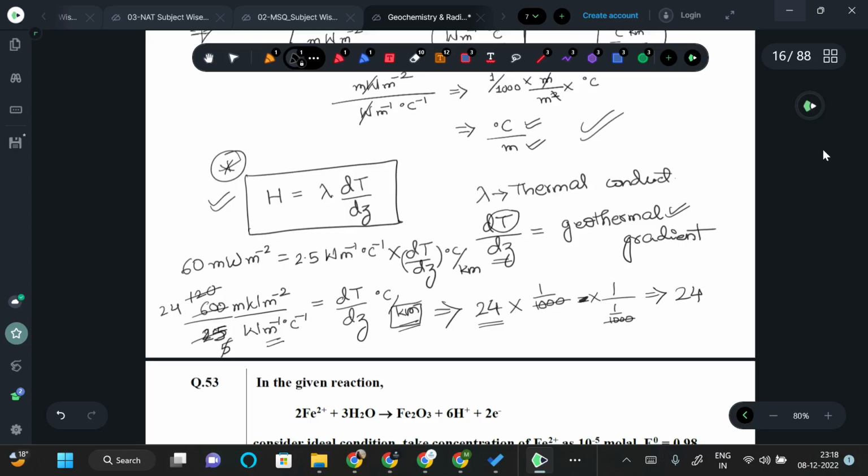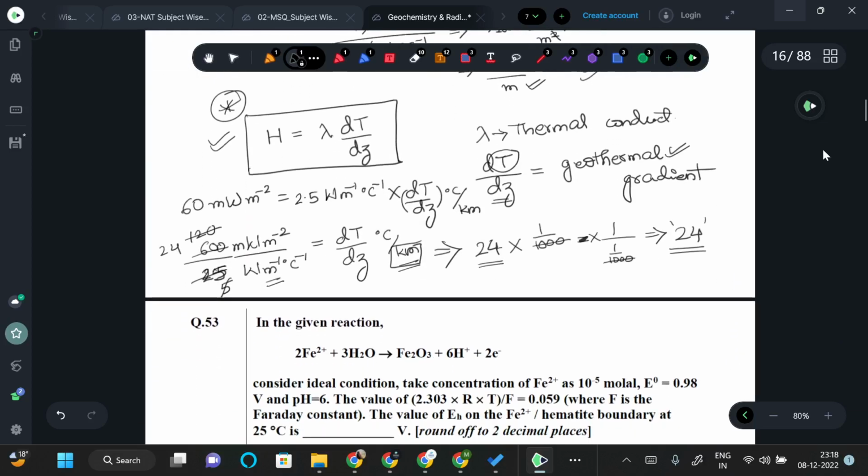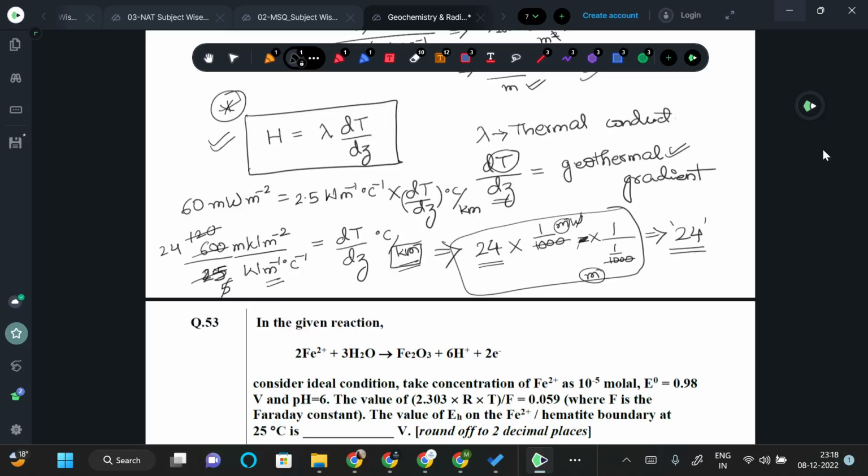I hope you are getting this. This is an easy one. We'll be left with 24, and this is asking in integer, 24. So don't get confused over here. Here in the denominator 1 meter term will be left, and in the numerator it is mW. So W got cancelled, so milli got left, and this meter got left in the denominator. So this will get cancelled out when you convert meter to kilometer, because it is asking in kilometers.